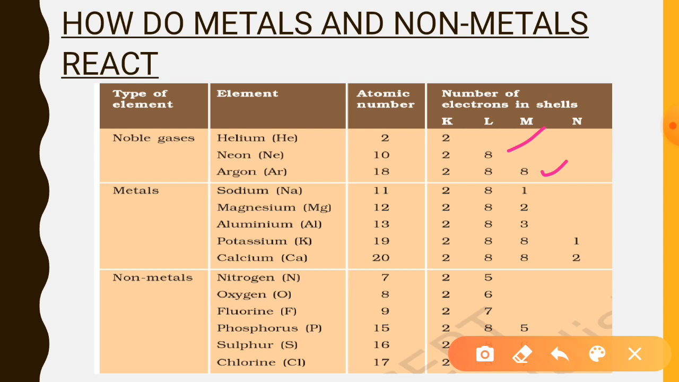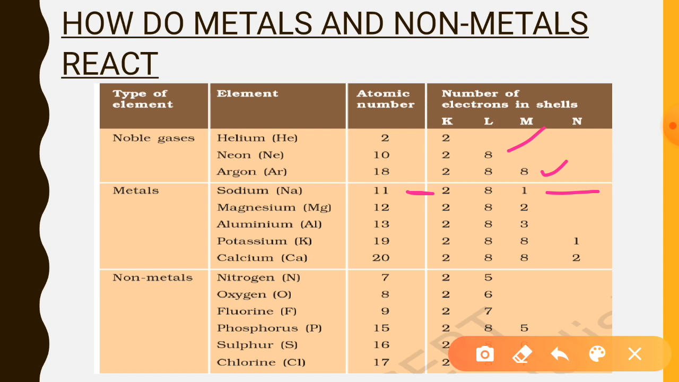Now every other element except your noble gases, just because the noble gases are completely filled, they are satisfied. So metals and non-metals want to either lose or gain electrons in order to become like the noble gases. So let's discuss one of the metals. Look, the first one is sodium. It has atomic number 11 and configuration is 2, 8, 1.